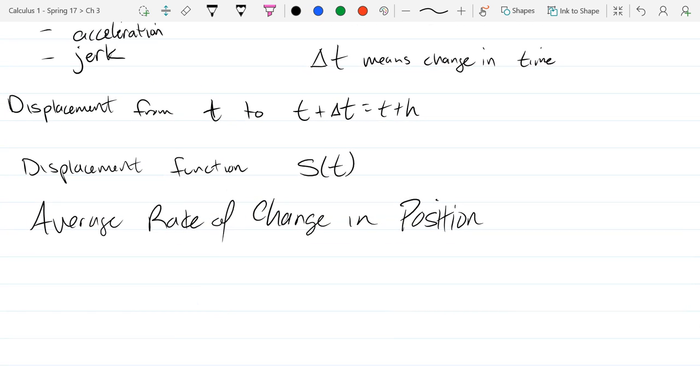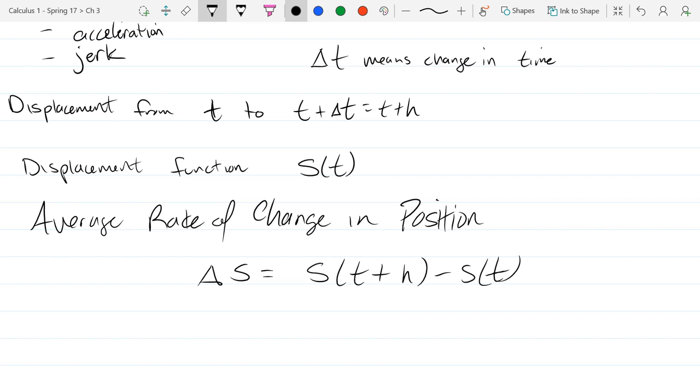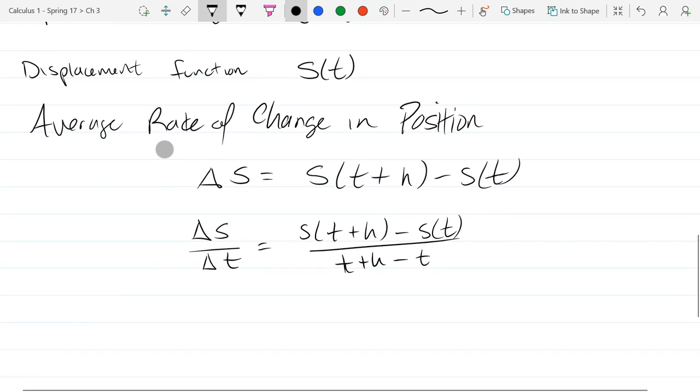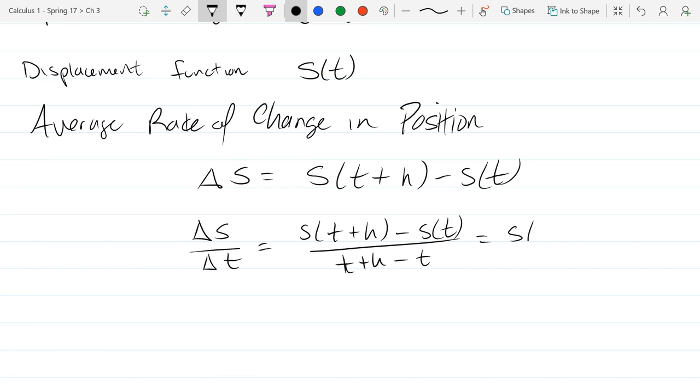And we've seen this before. So normally we use the letter M. We could also call this delta S. For this, this will be the change in S. Oh, actually, let's forget about the M for a second. We'll just go change in S. This will be S of T plus H minus S of T. And change in position, that looks like a delta. Change in position divided by change in time. This will be the actual rate of change that we're used to. And of course, the T minus T cancels in the denominator.